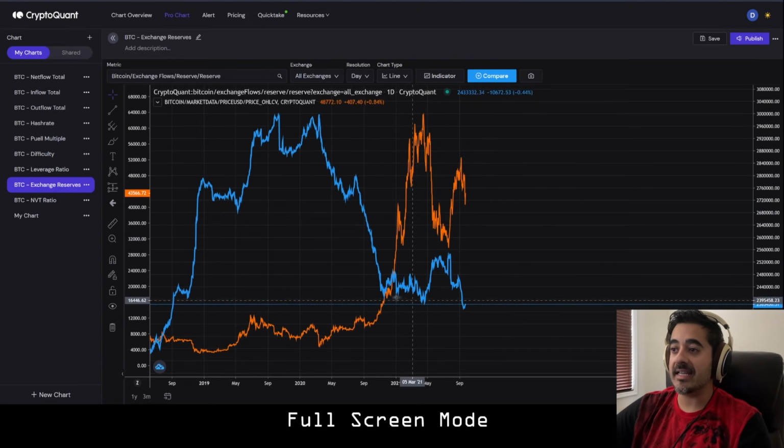Now, we have traded at this rough level of exchange reserves for quite some time. And you'll see the last time we were at this level was at all-time high. The exchange reserve was really low. Well, what happened? Then there was a lot of selling and the exchange reserve went up.